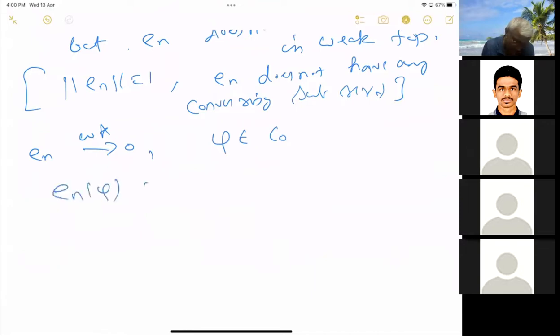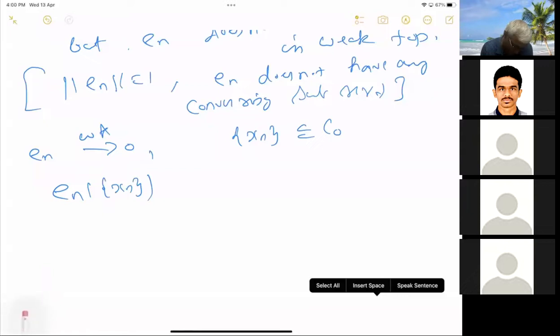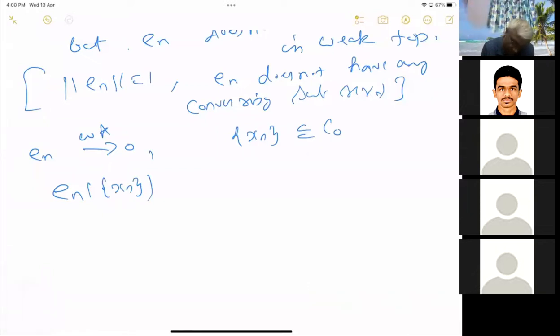En acting on phi is nothing but, let me take a sequence in that. Let Xk be a sequence contained in C0. Then En acting on the sequence Xk, where Xk is a variable sequence, k equal to 1 to infinity, is just Xn. But this Xn goes to 0.